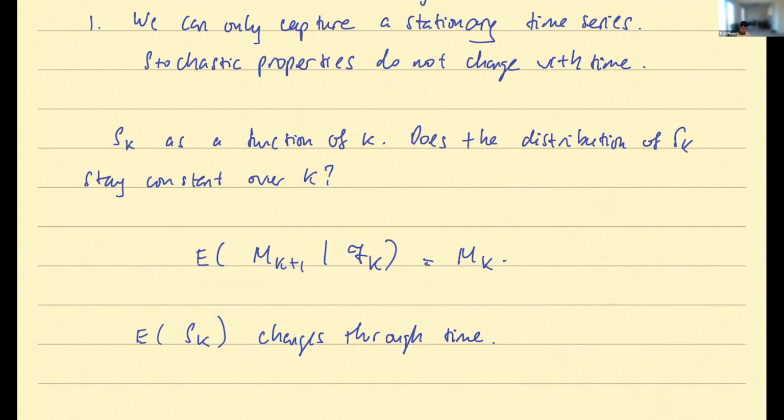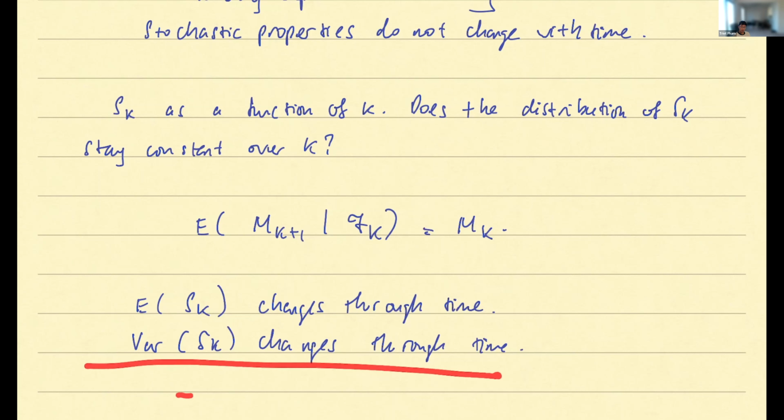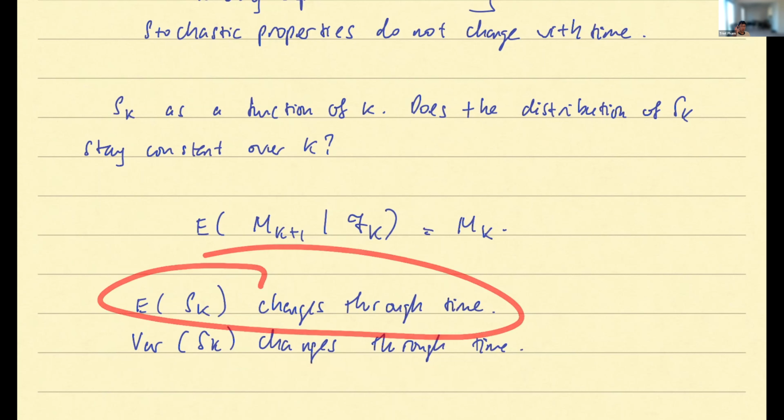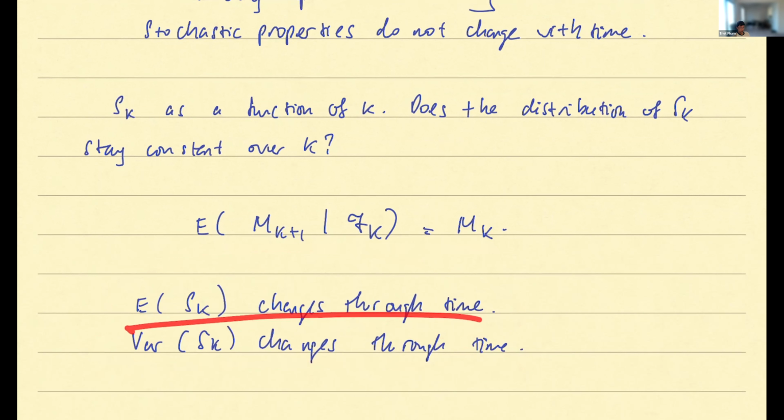But here's another thing: does the variance of S_k change through time? And actually, this one you cannot avoid. Even if you have the risk neutral probability, which will help you stabilize the expectation, the variance of the stock price will change through time. Why is this so? Does anyone know why the variance of the stock price will change through time? It doesn't matter if you are under risk neutral probability or not. The variance will change.